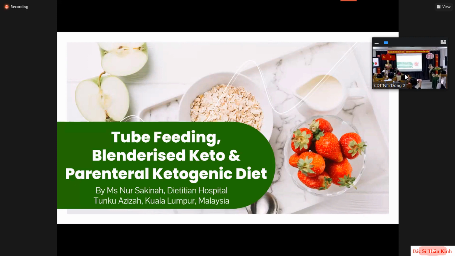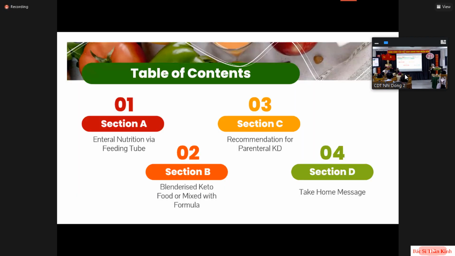So I'm dietitian Sakina, from the same hospital as Dr. Sumita. I'll be talking about enteral nutrition, blenderized keto, and parenteral ketogenic diet. These are the three main topics I will talk about: the enteral nutrition feeding tube, blenderized keto or mixed with the formula, recommendation for parenteral keto, as well as the take-home message.